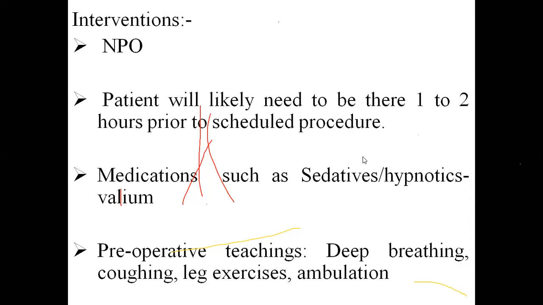For the patient that is undergoing surgery, you have to let the patient understand how to deep breathe while they are on the hospital bed. Immobility can cause various complications. So you teach patients deep breathing, you teach them about coughing exercise, and about leg exercise, how they can move the legs while on the hospital bed. All of this will help to prevent complications that could come out of immobility.